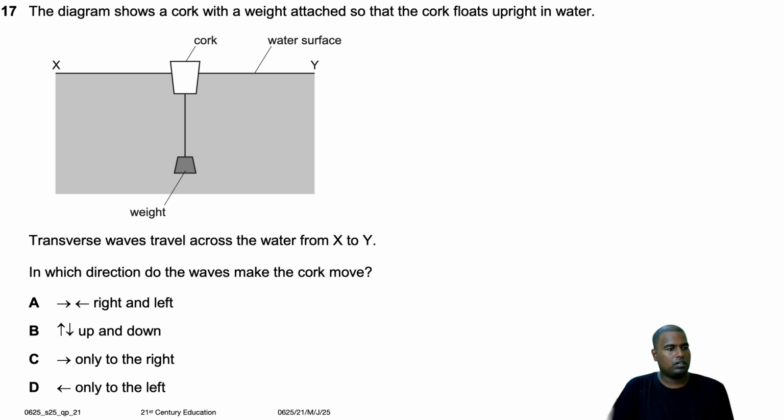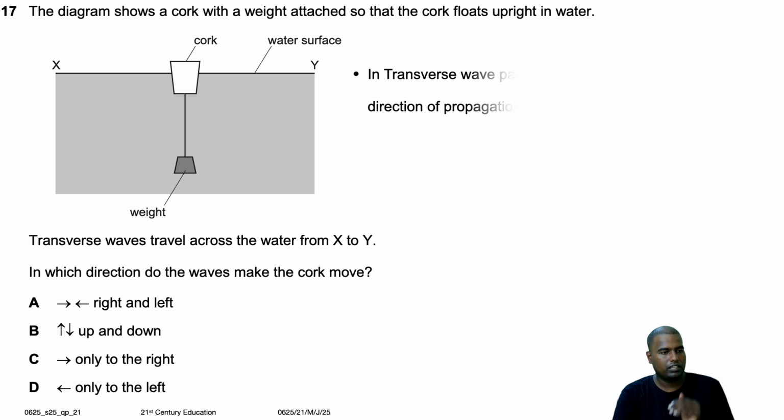The diagram shows a cork with the weight attached so that the cork floats upright in water. Transverse waves travel across the water from X to Y. In which direction do the waves make the cork move? Okay, so it's a transverse wave. So particles oscillate perpendicular to the direction of propagation. So if the wave goes from X to Y, the cork has to oscillate up and down. So it's B, up and down.